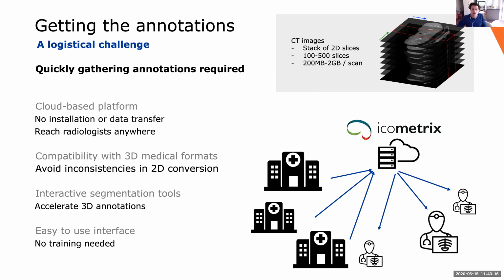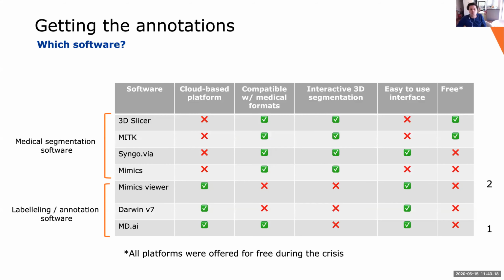So we set out to look for a software platform to do that, and that was not easy. If I list all of these criteria, and I've added one column based on the price or the free availability of the software, you see that actually none of them really fit the bill. Luckily, during the crisis, an unexpected advantage was that all these platforms were offered free to us. So we were able to test them in this setting.